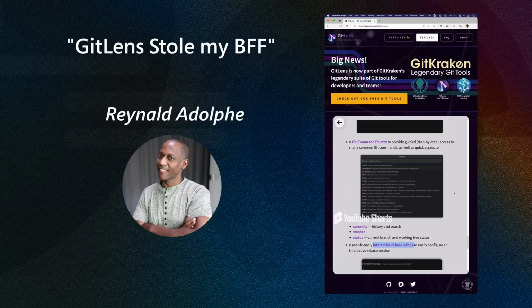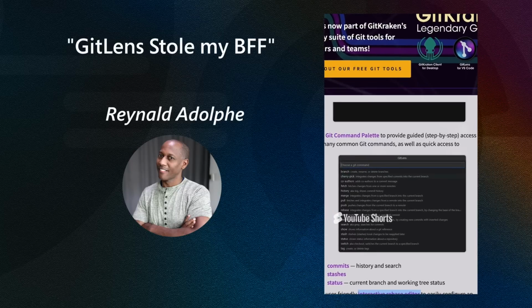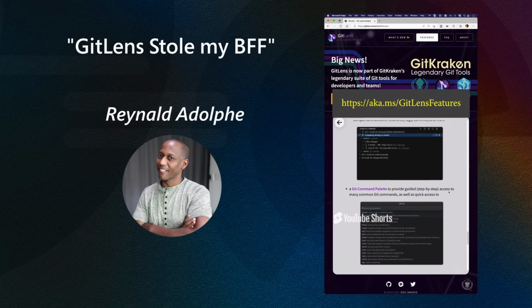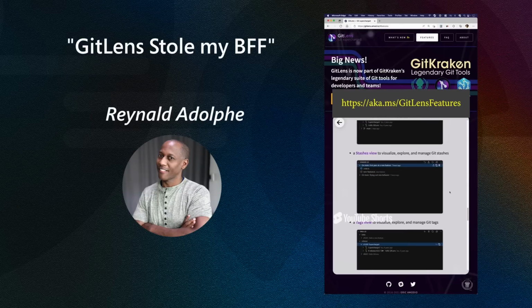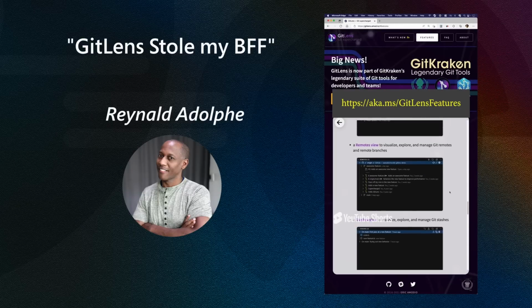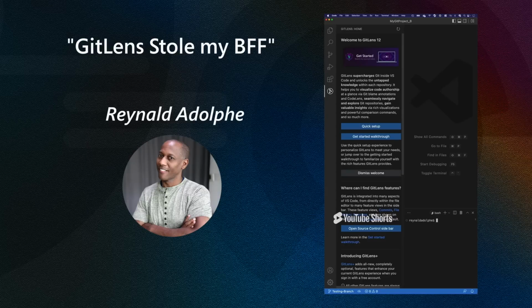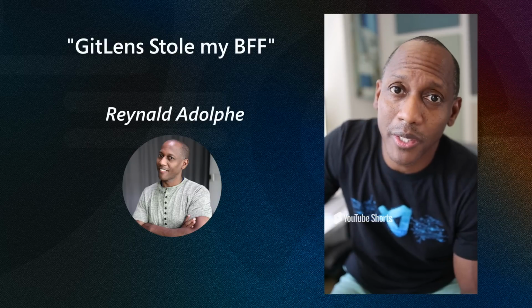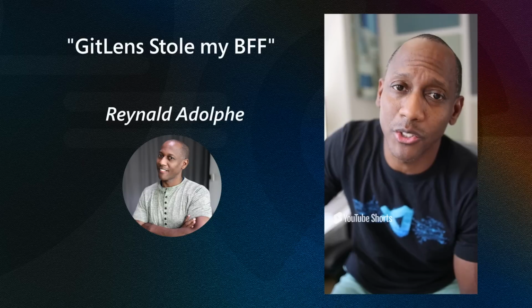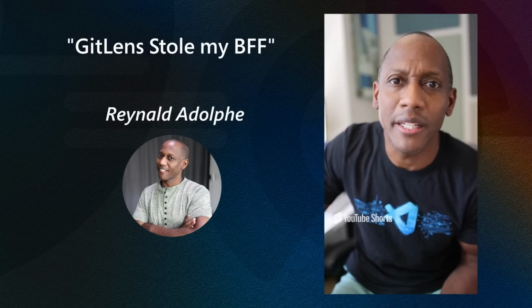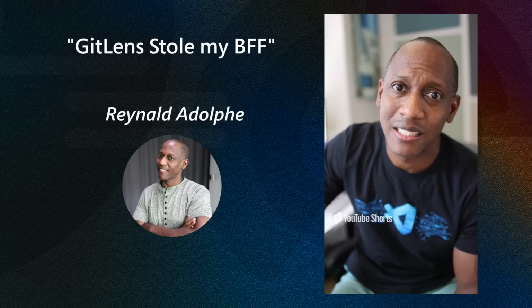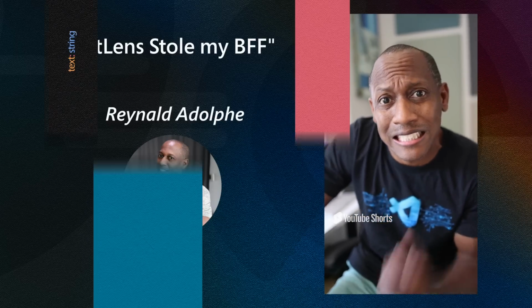There's also this Git command palette that lets you access a bunch of Git commands as well as fast access to commits, stashes, and status. But check out this page of features, which there are a lot of, but most importantly, install the GitLens extension on VS Code and give it a go. So CodeRunner, it's not you, it's not even me, it's GitLens. But we could still be friends.